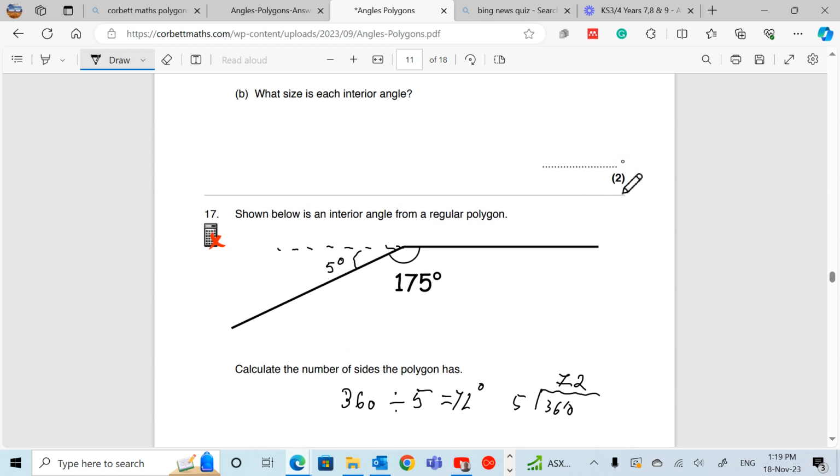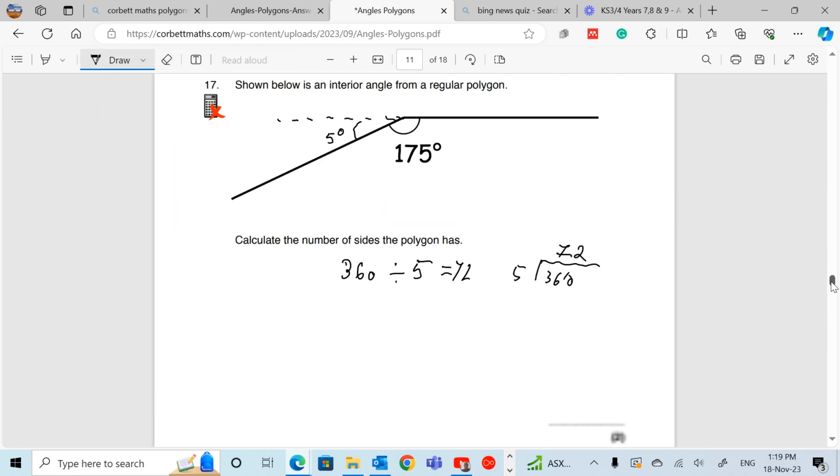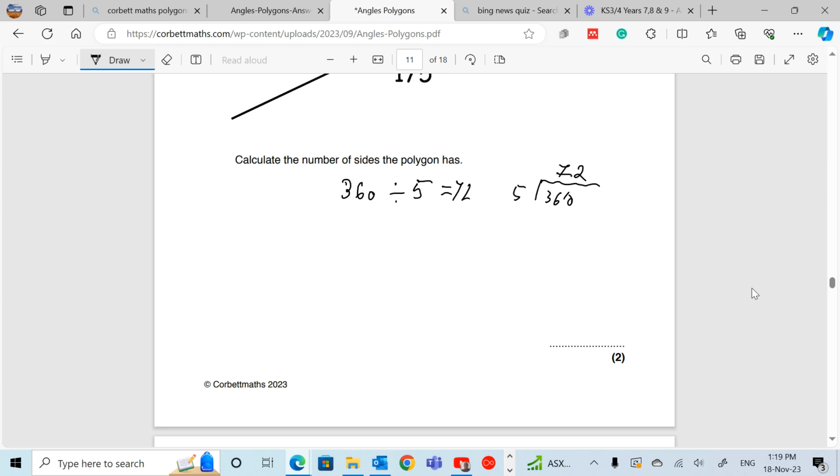Oh, sorry, not 72 degrees, apologies. Oh, real time, 72 sides, sorry. 72 sides, not degrees, 72 sides. So that's the number of sides this polygon has. And we just need to put the answer there for 2 marks. There you go. 72 sides.